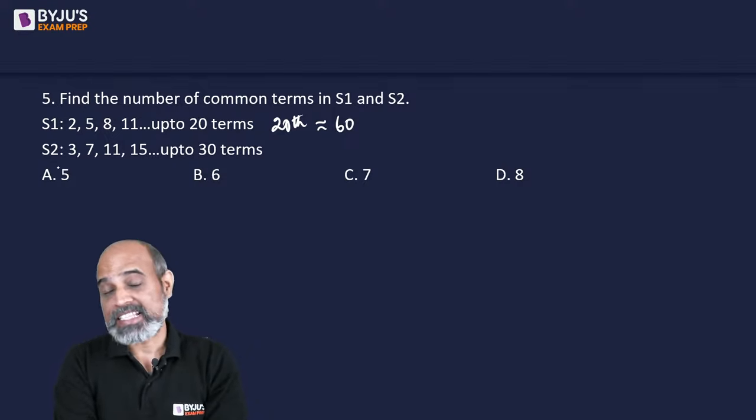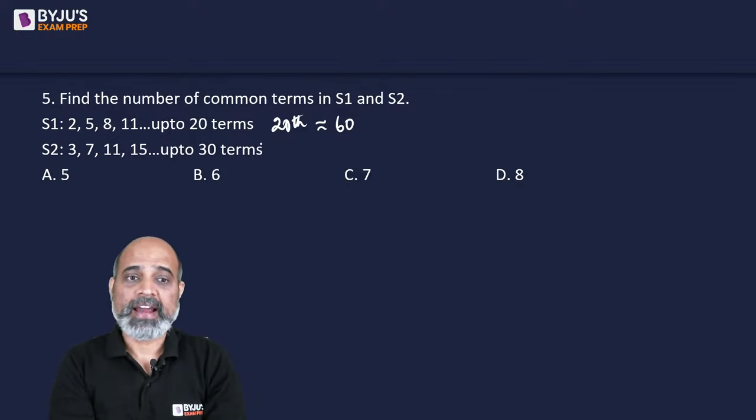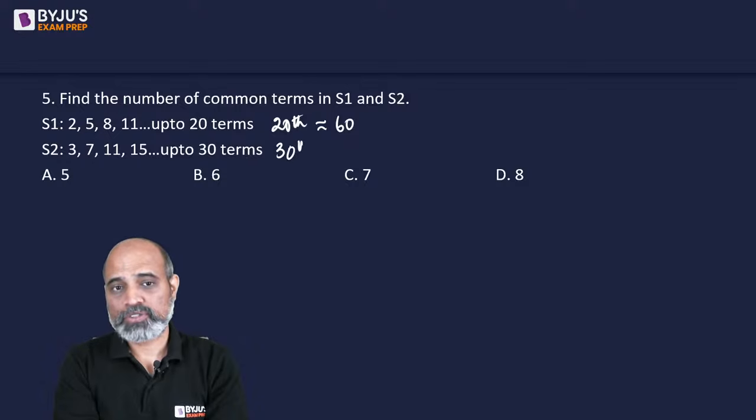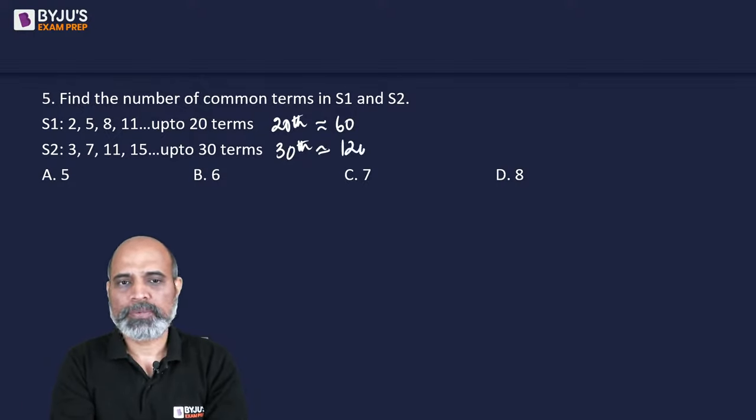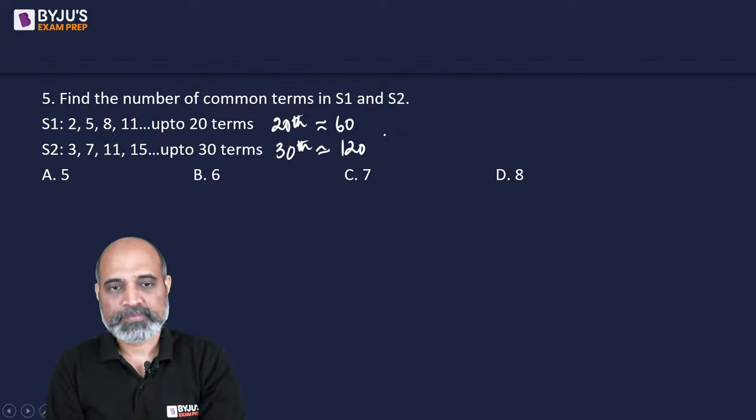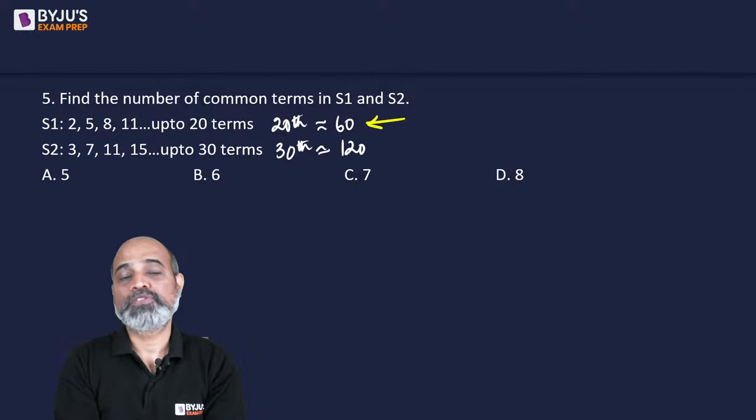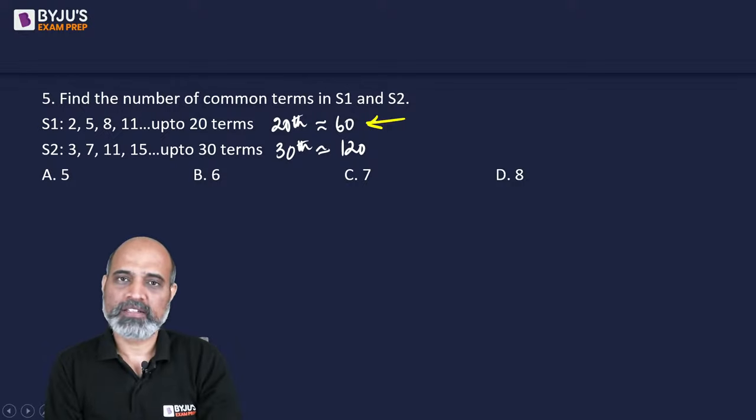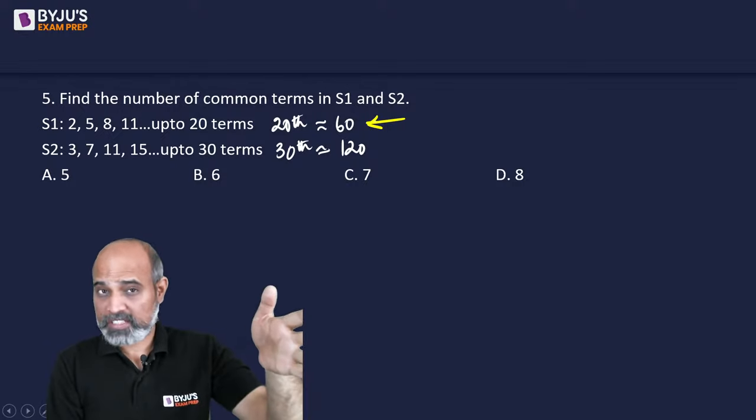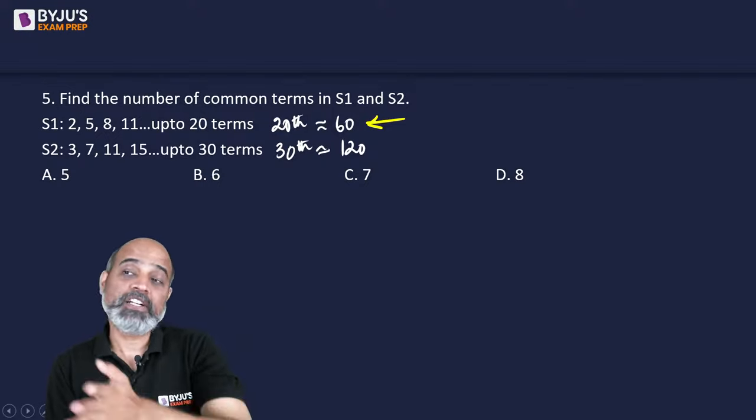If you look at the second series, it starts with 3, there is a jump of 4, 4, 4, 4. If I want to find out the 30th term, if you jump 4, let's say 30 times, your 30th term is going to be approximately around 120. So the number of common terms will stop at 60 only. The first series will stop at around the value 60. The second series will continue up to 120.